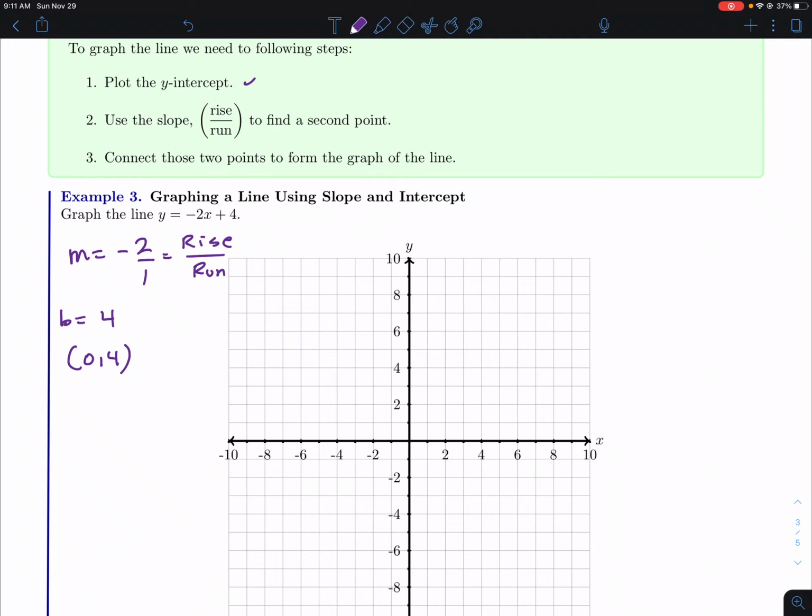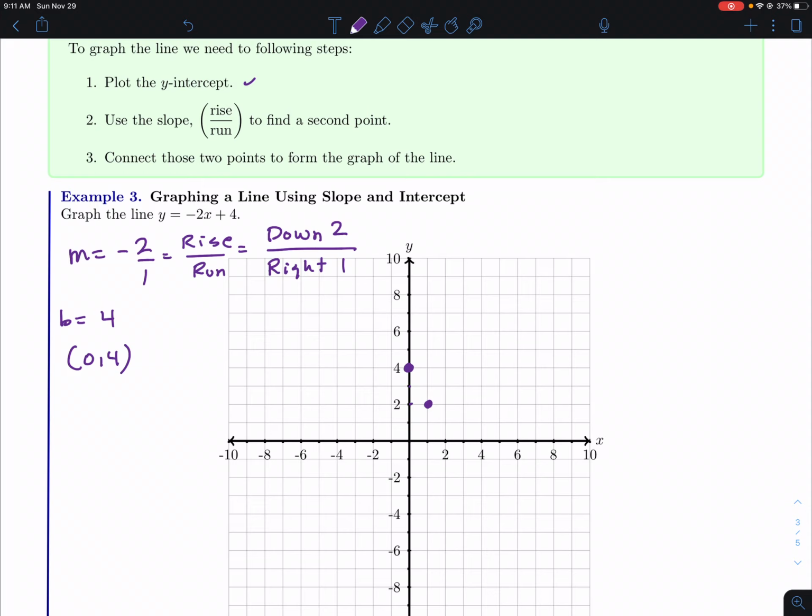So again, first thing we want to do is plot that y-intercept. That's going to be (0, 4), so we're right there. And our slope, since it's -2 over 1, means we want to go down 2 because it's negative, and then to the right 1. So starting at 4, we go down 2 and then right 1, and that gives us our second point on the line.